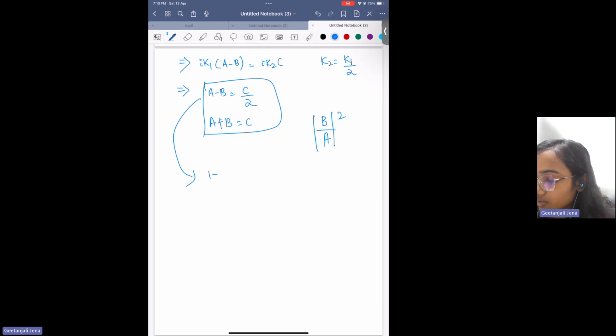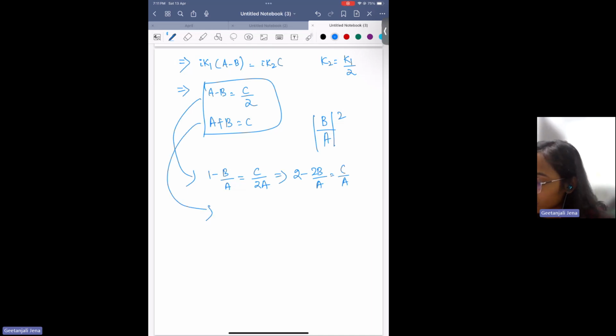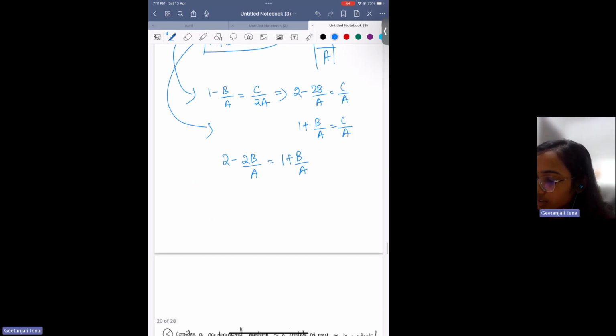So this will be 1 minus b by a equals c by 2a. Now if you multiply by 2, we will get 2 minus 2b by a equals c by a. The second one gives 1 plus b by a equals c by a. So that means 2 minus 2b by a is 1 plus b by a, right? So from here you can get b by a is 1 by 3.